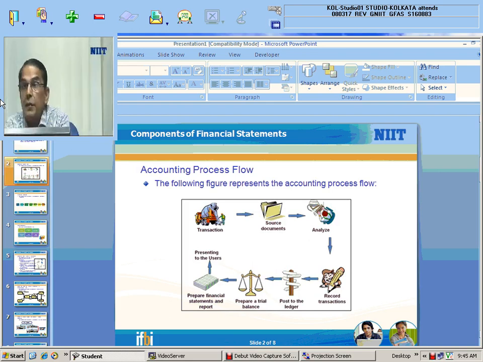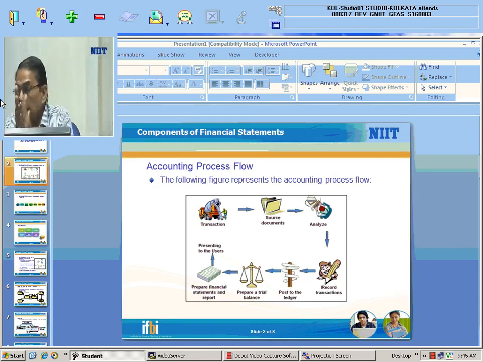The diagram on your screen gives an idea about the accounting process flow, particularly in a manual kind of a setup. This is the traditional or conventional approach of the cycle, from recording of transaction, and how the cycle goes on.